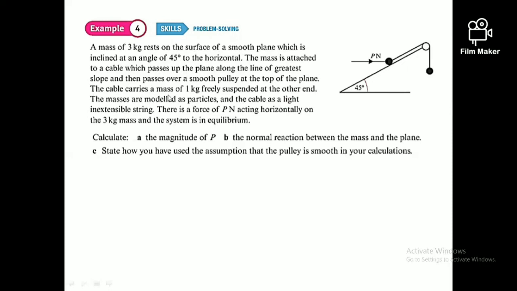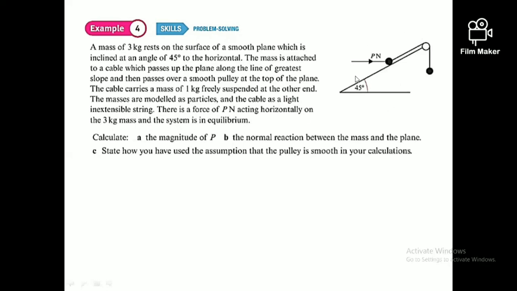The cable carries a mass of 1 kilogram freely suspended on the other side. Over here its mass is 1 kilogram. The masses are modeled as particles and the cable is light and inextensible. If the wire is light and inextensible, you can understand that the tension throughout the wire should be the same, right? The force P acting horizontally is on the 3 kilogram mass and the system is in equilibrium.